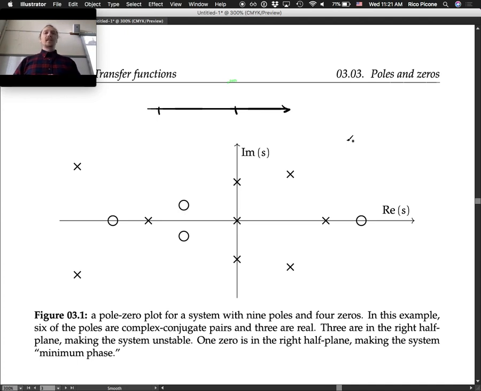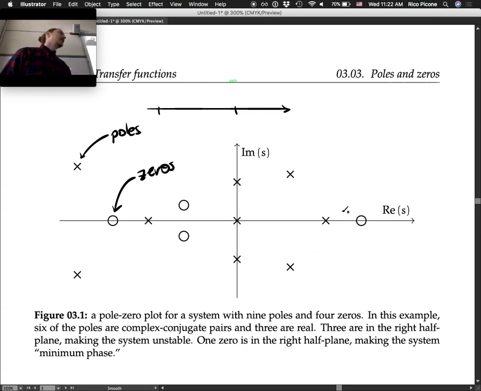So this system that I'm drawing a pole zero plot for has 9 poles, and a pole we represent with an X. Okay, so important. Poles. And zeros we represent with an O, a circle. Zeros. So this system has, count the poles, 1, 2, 3, 4, 5, 6, 7, 8, 9 poles. Okay? And it has 4 zeros.